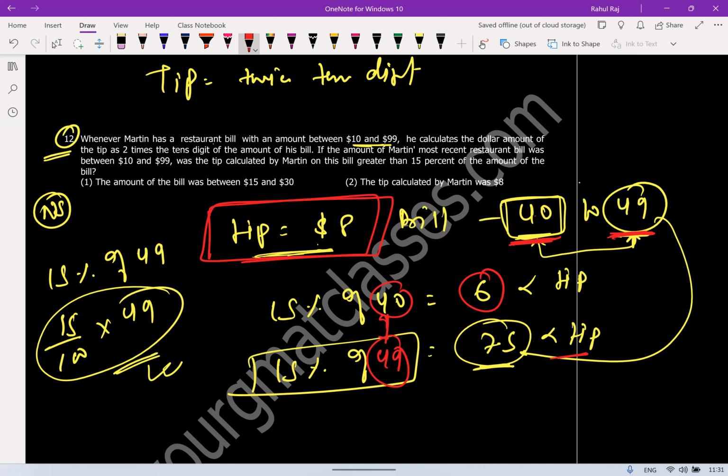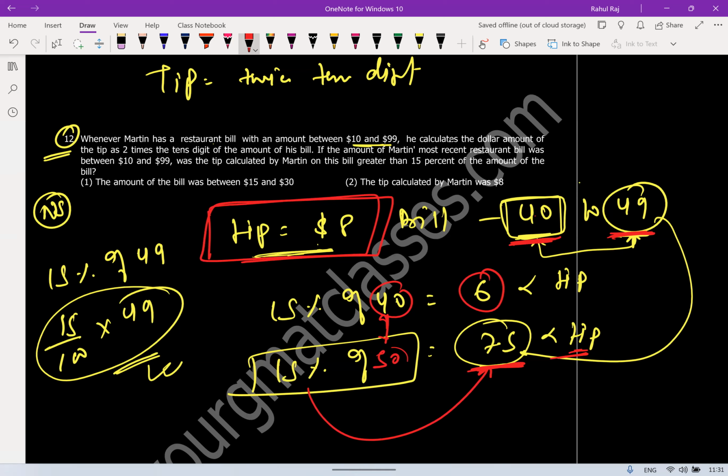Yeah. So all I'm trying to say, in place of 49, I have just found out 15% of 50, which I've got 7.5. So when 15% of 50 is 7.5, then 15% of any number below 50 has to be less than 7.5 only. So it will be less than the tip because the tip is $8. That's what I have done.